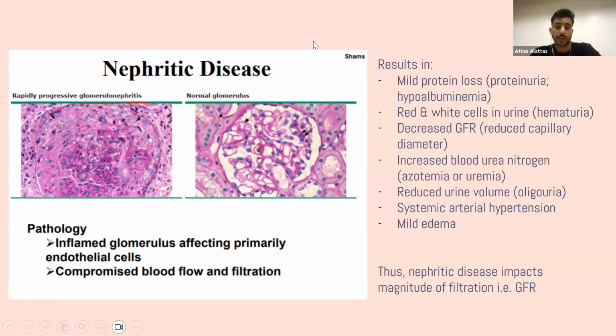The concepts of nephritic and nephrotic are beyond your level. However, I think Dr. Shams will not bring questions about them. So I will just go briefly over these slides.